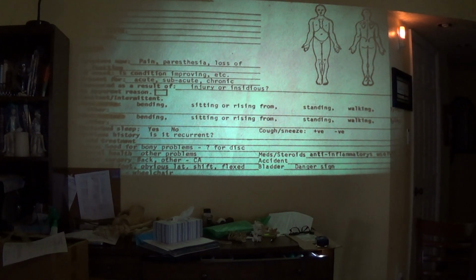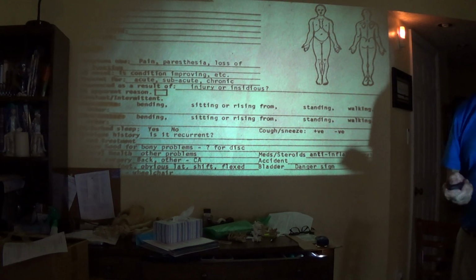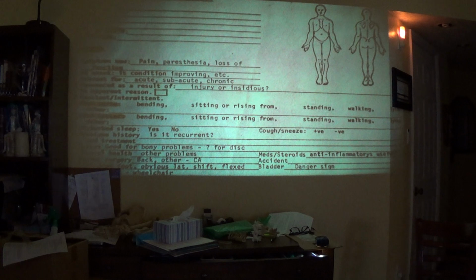Okay. Now, when we examine the low back, we have to look at several different things.